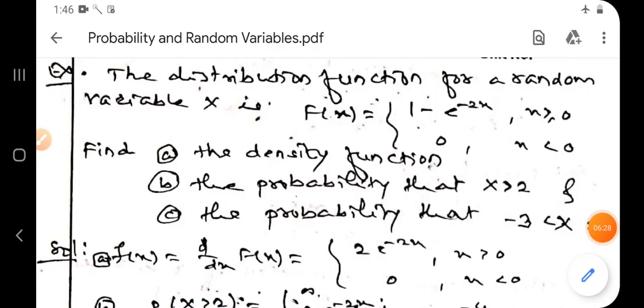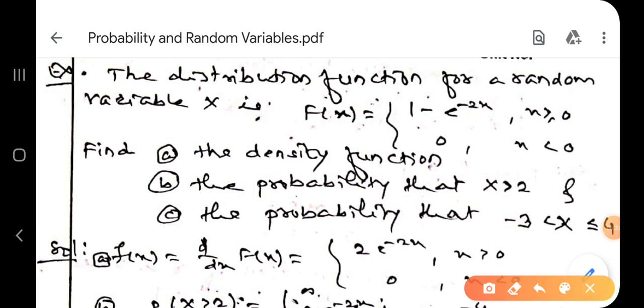Now see the example here. The distribution function for a random variable x is capital F of x is equal to 1 minus e raised to minus 2x, x greater than or equal to 0, and 0, x is less than 0. Now find, write down f of x. F of x is equal to 1 minus e raised to minus 2x, x greater than or equal to 0, and 0 if x is less than 0.